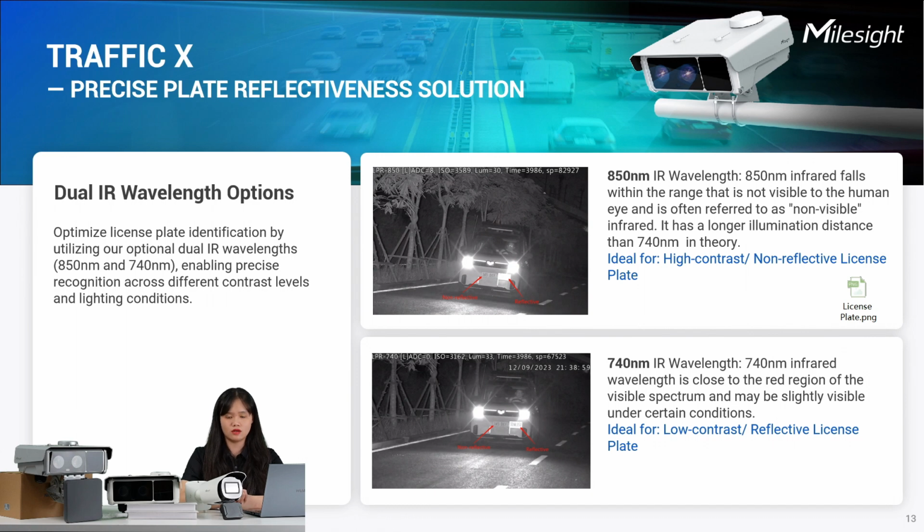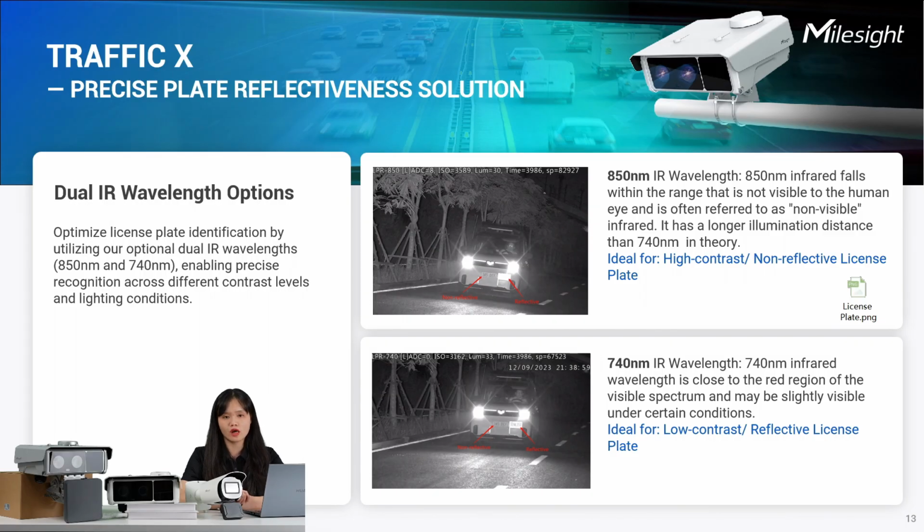How do we deal with the overexposure caused by those reflective license plates? We then came up with these dual IR wavelength options. We have two wavelength options for you. One is 850 nanometer and one is 740 nanometer. So the 740 nanometer IR wavelength has lighter light reception capability so that they can ensure that those reflective plates will not be overexposed at night.